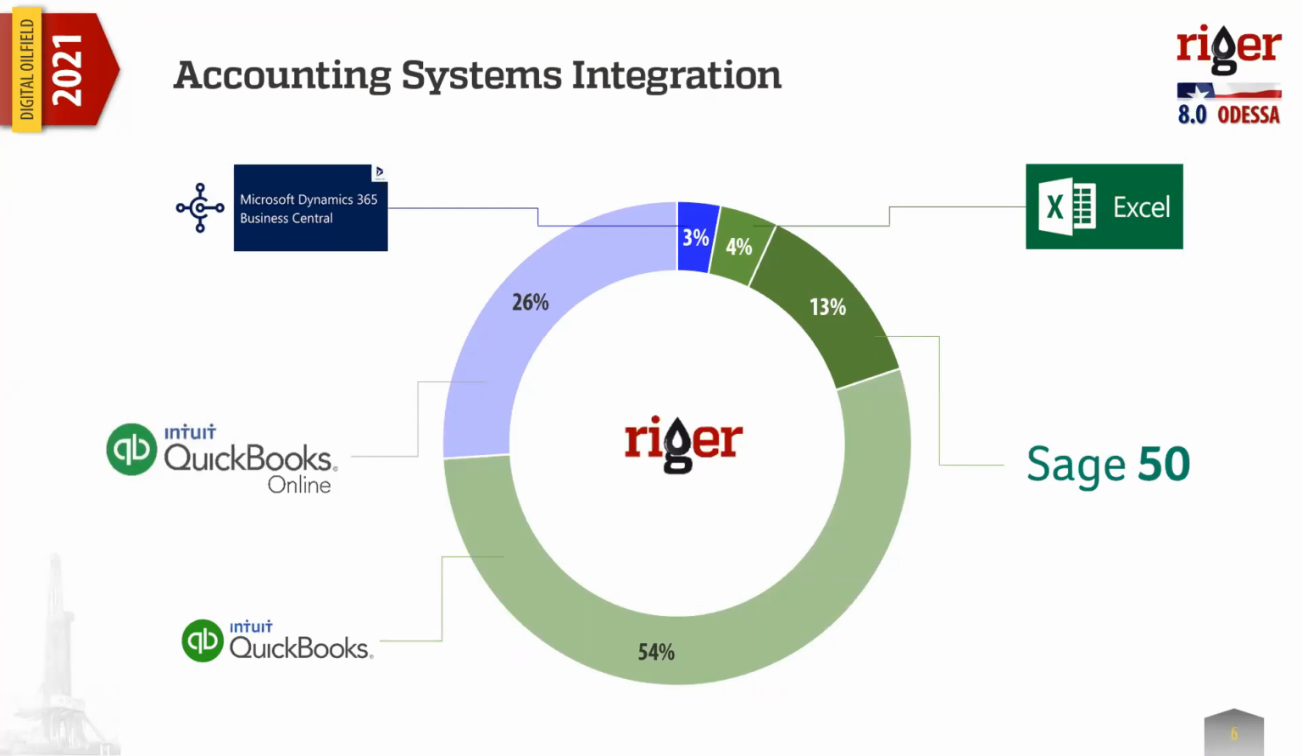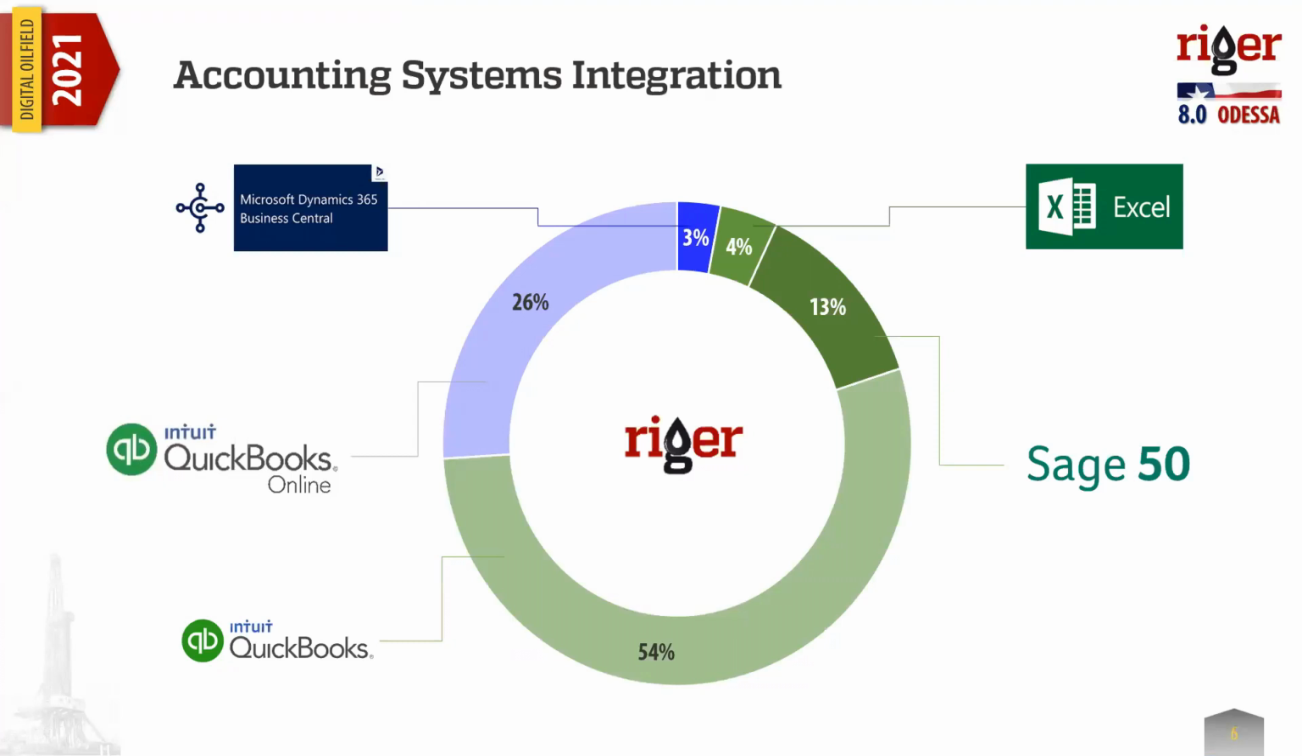At the same time, we see that Sage, which is Peachtree in the US version, is very popular as well in some regions. It's probably primarily driven by how the Sage sales force applies their efforts in specific regions in the United States or here in Canada.